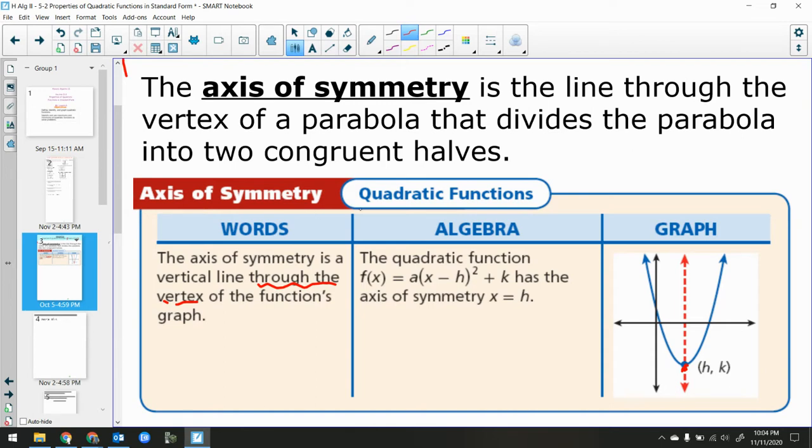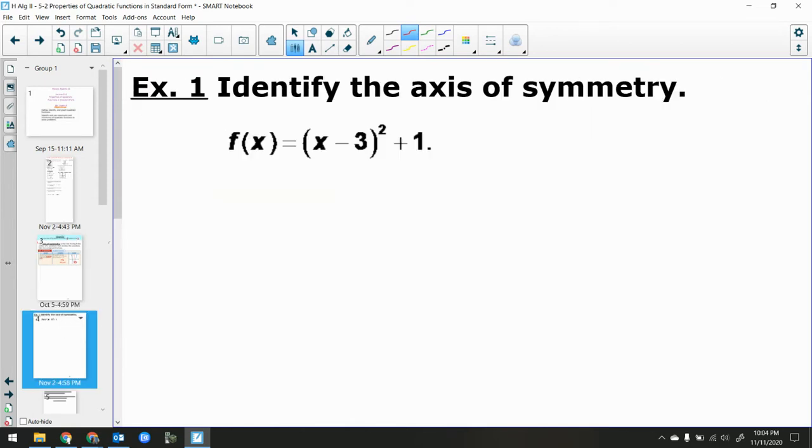The quadratic function a times (x minus h) squared plus k has the vertex (h, k), and the axis of symmetry runs through h, so x must therefore be h, right? Because remember, any x equals a number is a vertical line. So it's going to be x equals this vertex coordinate, okay? Pretty easy example here. Identify the axis of symmetry. Since the h is -3, that would mean that the axis of symmetry, and we will abbreviate axis of symmetry as AOS, the AOS is x equals -3.